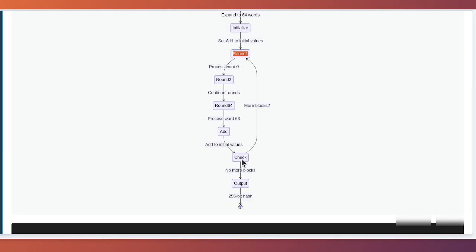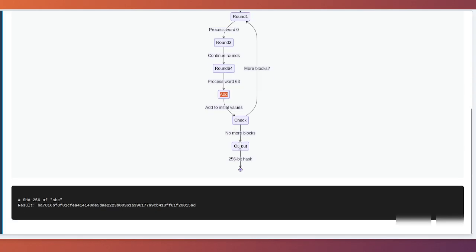Step 6 is to compute the intermediate hash. After all 64 rounds, we add the original initial values to the final A through H values. For ABC, since we only have one block, this intermediate hash is also our final hash. Step 7 is format the output. We concatenate H0 through H7 to form the 256-bit output, typically displayed as 64 hexadecimal characters. For ABC, the SHA-256 hash begins with BA and ends with 5AD. This entire process is deterministic and will always produce the same output for the same input.